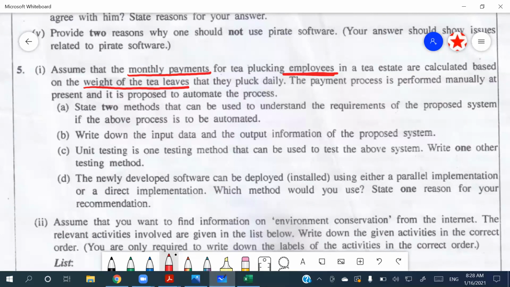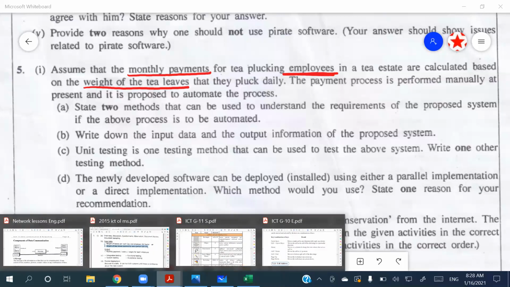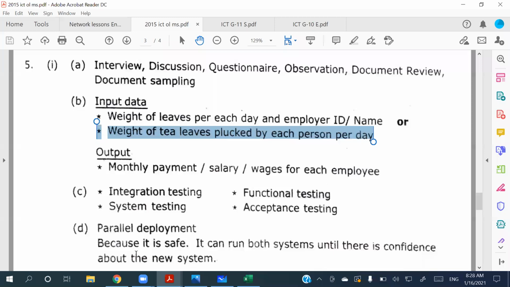Write down the input data and the output information. So the weight of tea leaves per day per each person, it will sum up the things. And the output is going to be the monthly payment for each employee, as it shows you, right? So you can write salary, wages for each employee, or the monthly payment for each employee.